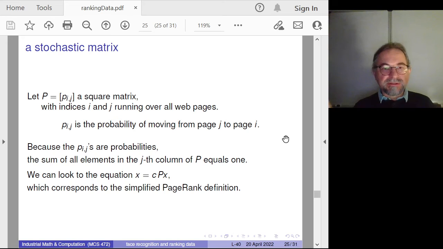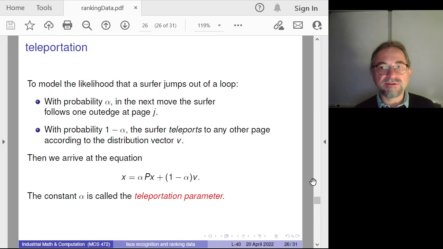And the simplified PageRank definition actually corresponds to this equation x equals c times P times x. So again, we now have the multiplication of a vector with a matrix, but that matrix is actually already quite normalized. So that's one intuitive reasoning why in the previous algorithm you would not need to be concerned about the growth of the numbers.